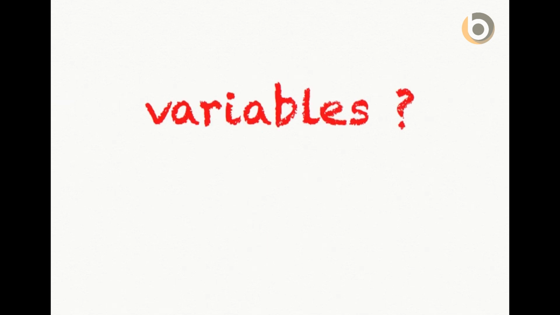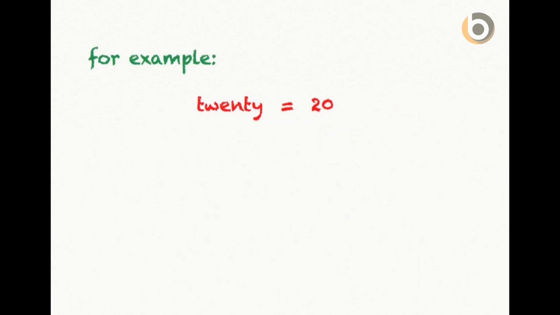What are variables? A variable is a name assigned to a number, and it is the name of that particular memory location in which that variable is stored. You can give a variable name of your choice. It can be anything. We can use the assignment operator equals to assign numbers to variables. Here we have created a variable named 20 and assigned number 20 to it. So now this variable will contain value 20 and can be used anywhere in the code.